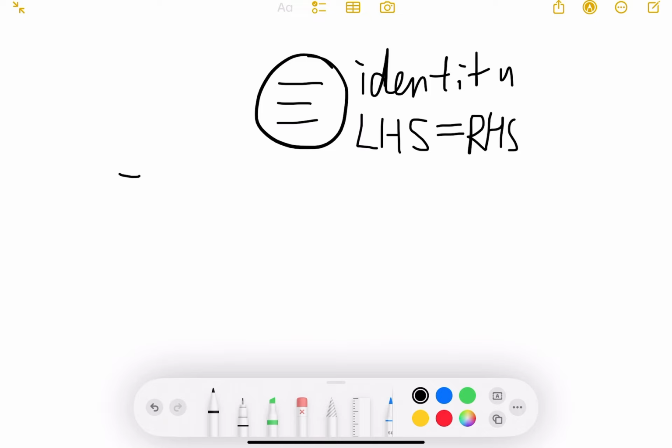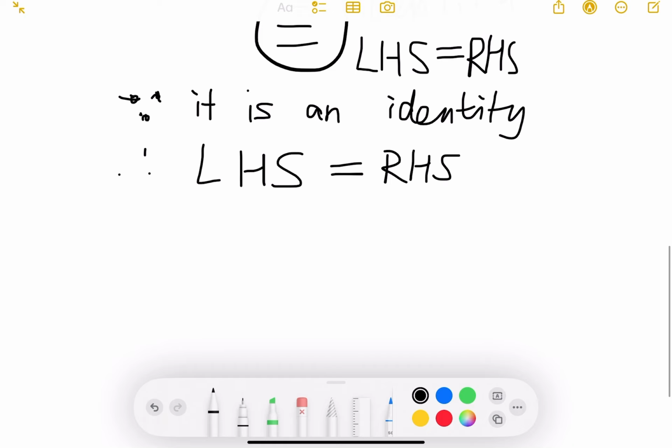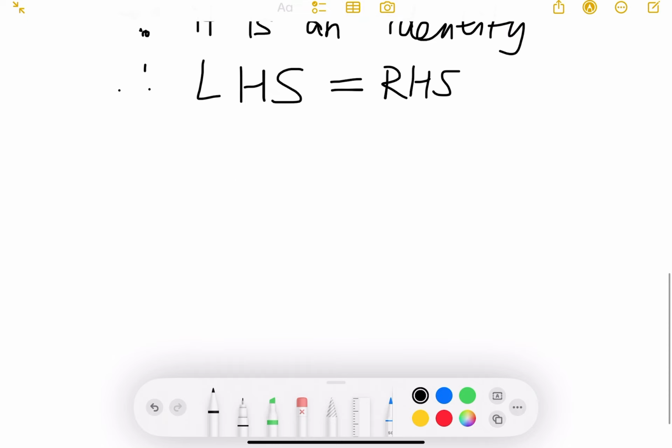Because of the three-bar sign opposite, it is an identity, which is given by the question. So left hand side equals right hand side. This is your first mark, because some teachers give you marks. And now, what was our question? Question number 4.